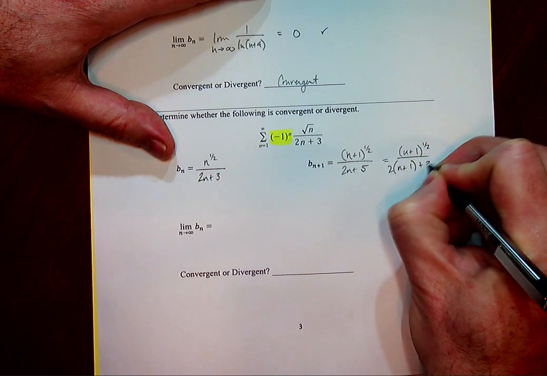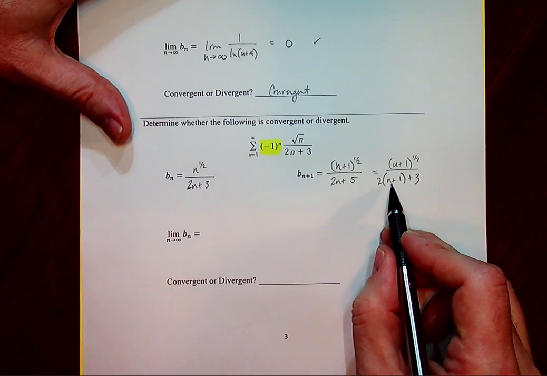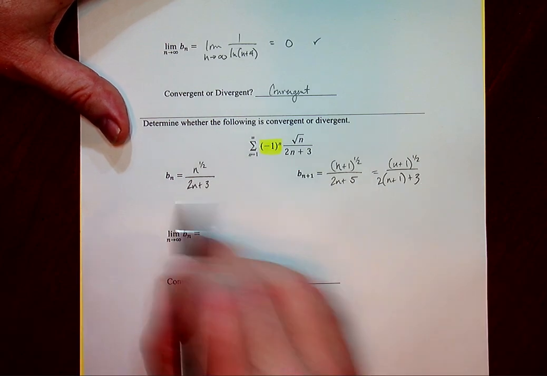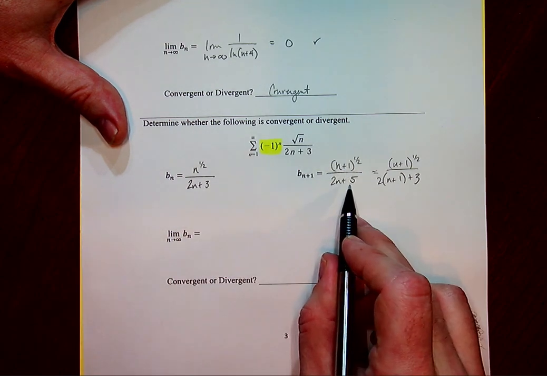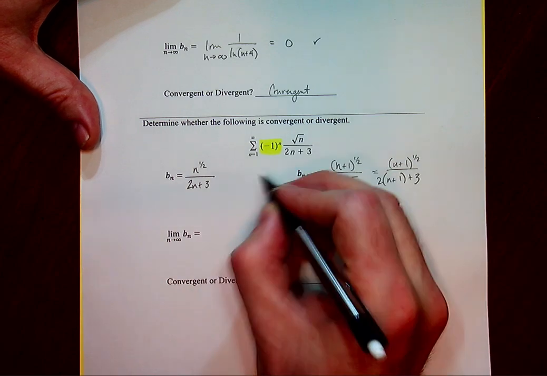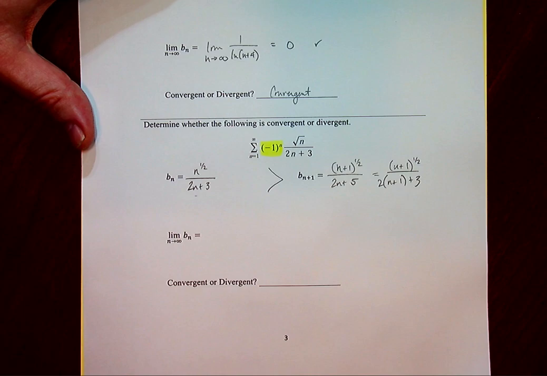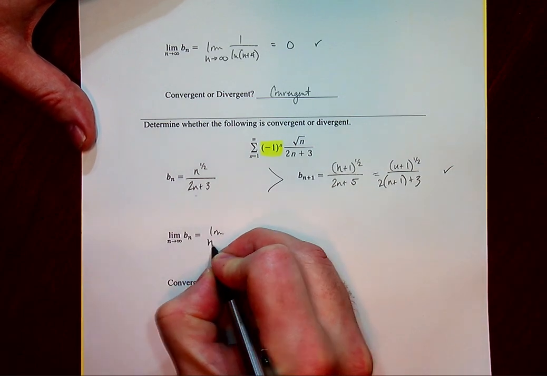Remember that this came from that, right? So if I plug in the next number here, it's going to be 2 times 3, which is 6, and 9. So basically, the numerator increases a little bit. The denominator will always increase more. So if the denominator is always increasing more, then each successive term will always be less than the previous one. So that checks off.